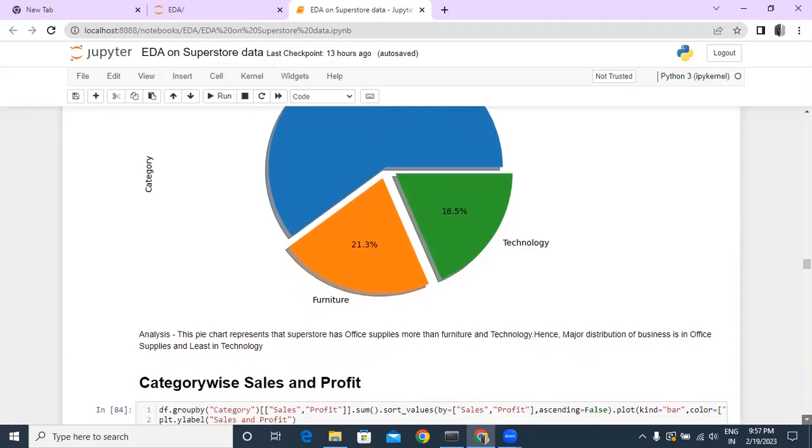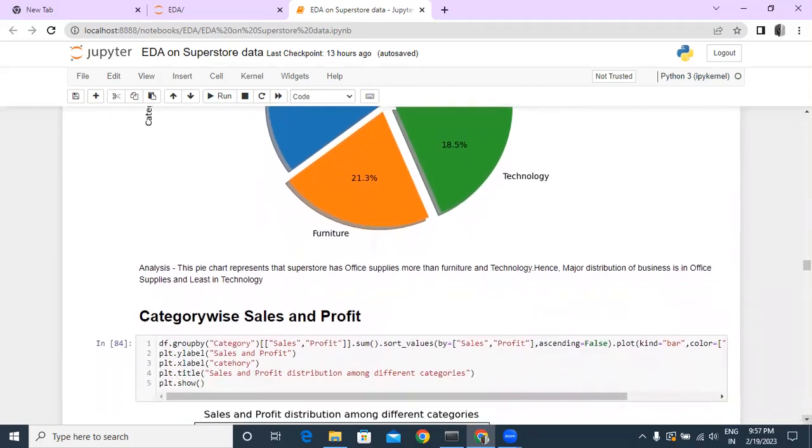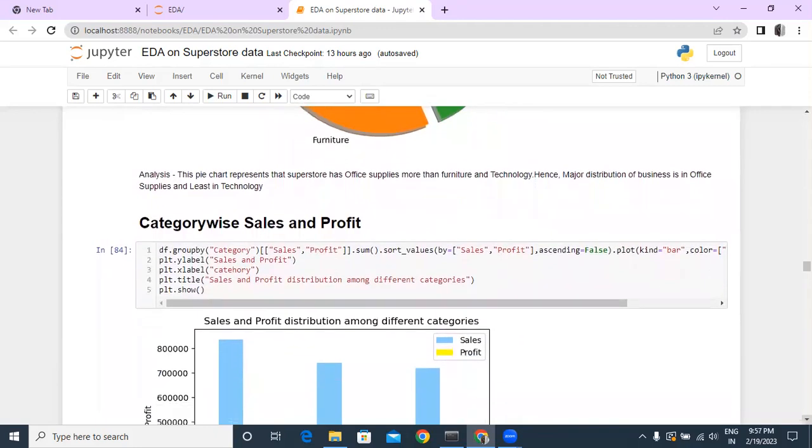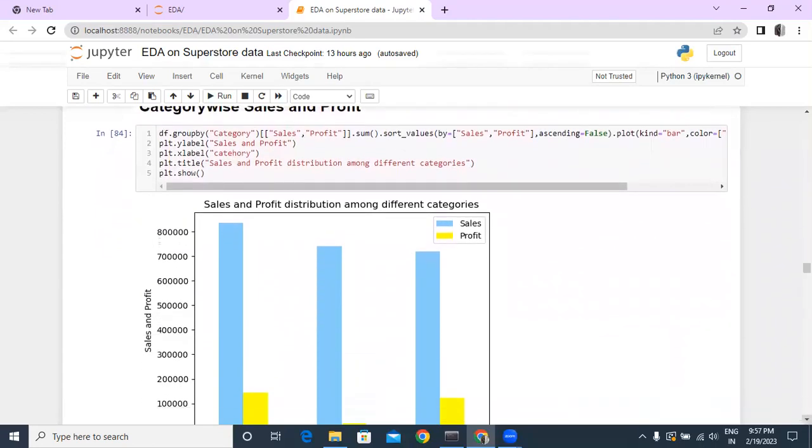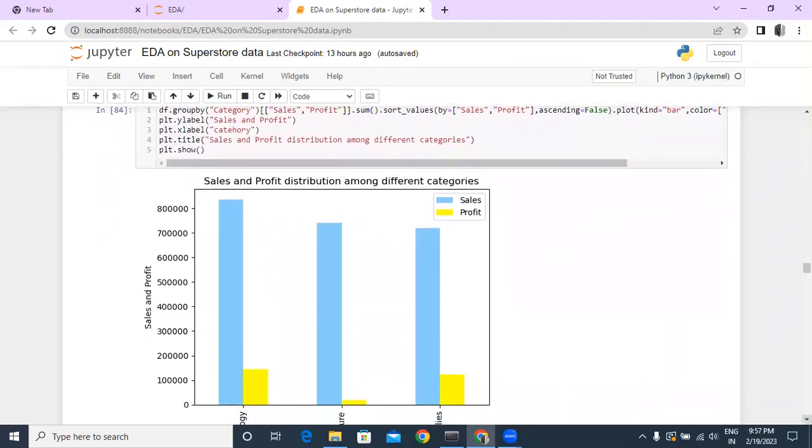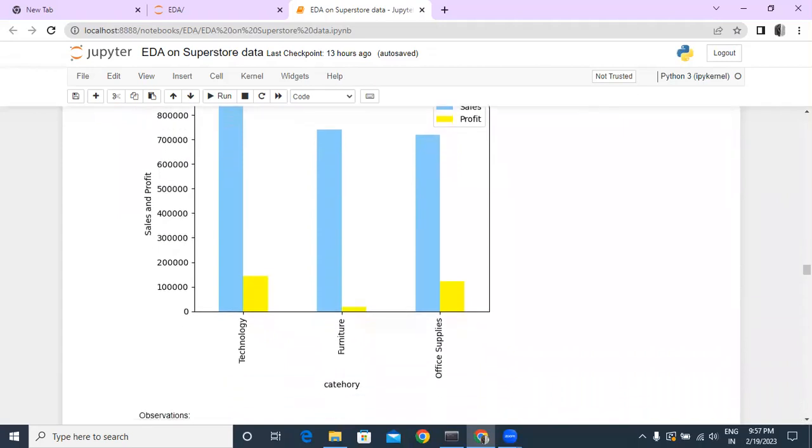So now we are moving on to the sales and profit of the category. So we are again using the same thing. We are moving on to the group by command, and then we'll plot the same using a bar graph, and we can see the sales is the blue one, yellow is the profit, and the trend can be observed clearly.